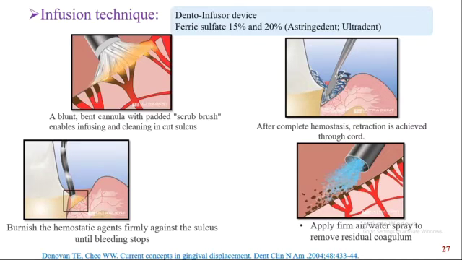Now, the disadvantage of this technique is that the retraction cord is placed in the gingival sulcus for a period of 1 to 3 minutes. This might not produce effective lateral displacement. Also, because of the use of ferric sulfate, it leads to staining of the gingiva to a yellowish brown color.